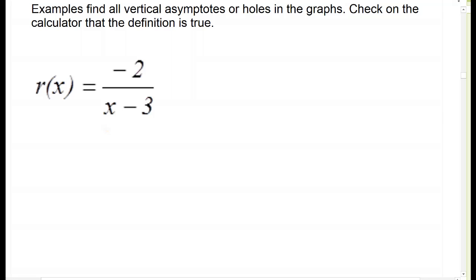Okay, finding vertical asymptotes or holes in the graph of the function: check on the calculator, and then make sure you label things correctly. We always want to make sure we label things correctly, so we will be checking on the calculator. All right, so the first example is -2 divided by x.